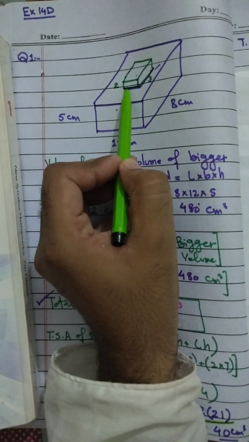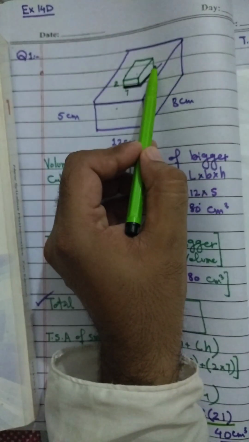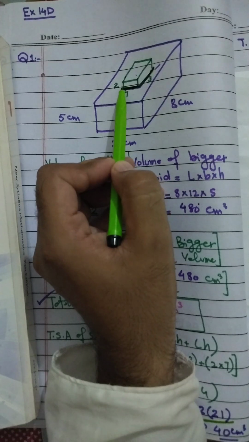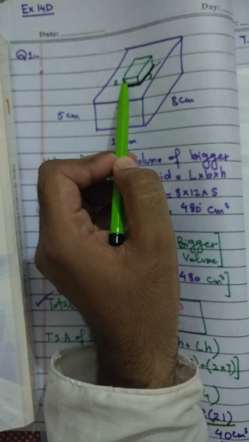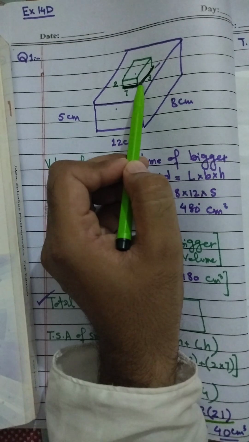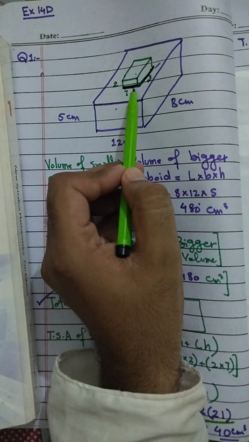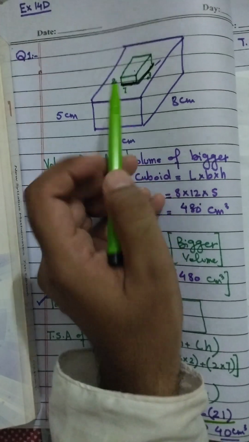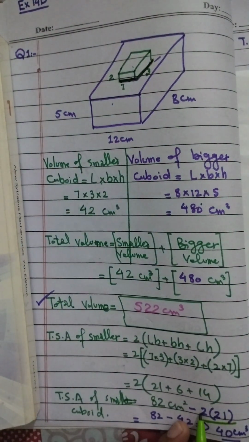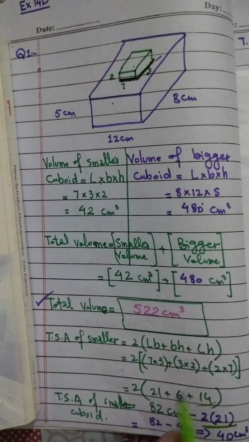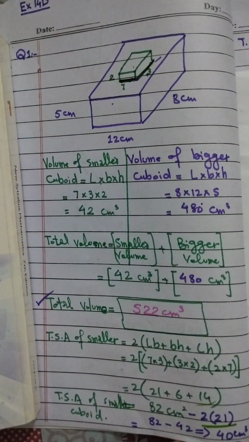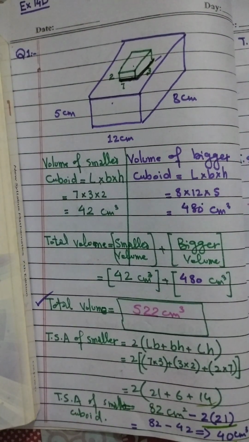As I told you, this multiplied by this gives the area of the base of the smaller cuboid. 7 threes are 21, and the same area is in contact with the bigger cuboid, so we will take twice of that and subtract it from the total surface area of the smaller cuboid. So we got it here, 40 centimeter square. Okay, now let's move to the surface area of the bigger cuboid.